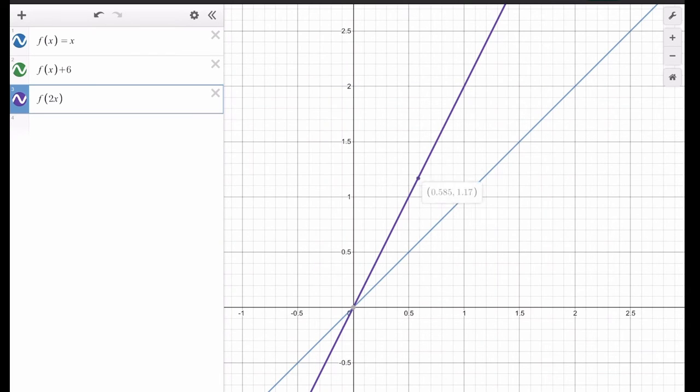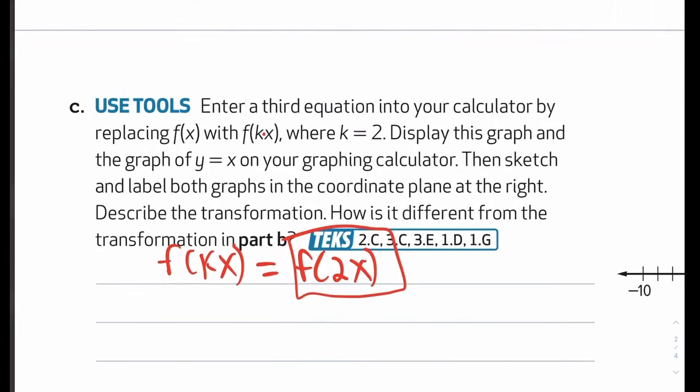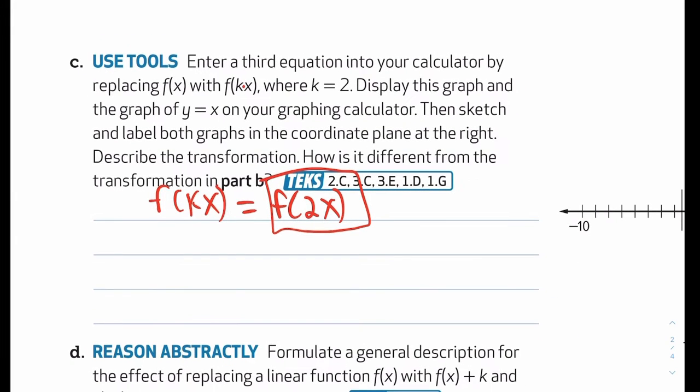So what this purple graph is doing is whatever we're plugging in for x, it's multiplying it by 2, and it's giving that for y. Let's even look right here, like 1.31 for x, then it's 2.6 something for y. It's just multiplying x by 2. Describe the transformation. We are multiplying x by 2 to get y.